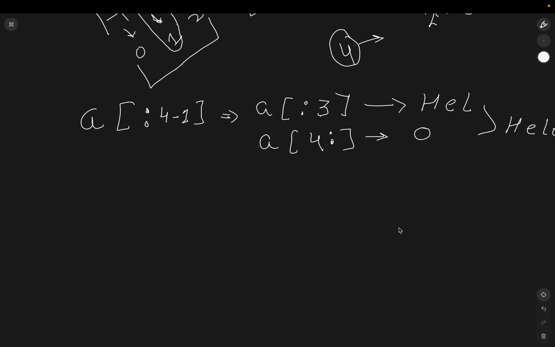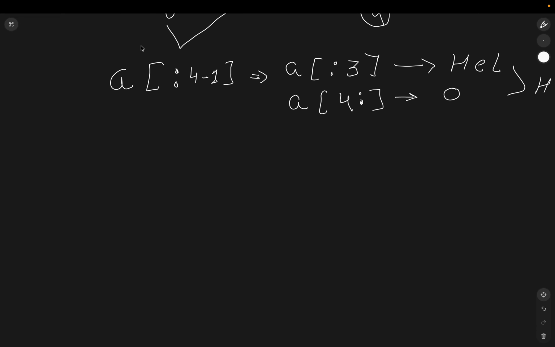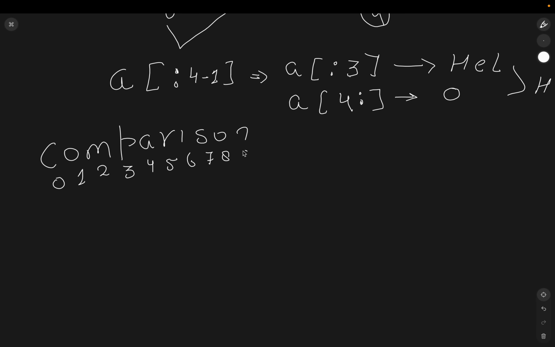Let's take another example here before doing the coding. Let's say I have something like this here. I will say comparison, right? If you see the indexing, the index numbers of this are 1, 2, 3, 4, 5, 6, 7, 8, 9, right? This is my indexing, everyone knows. Now the user is saying you have to remove the fifth character.